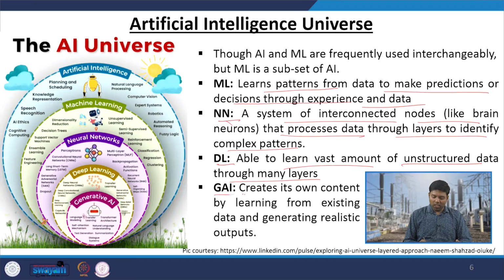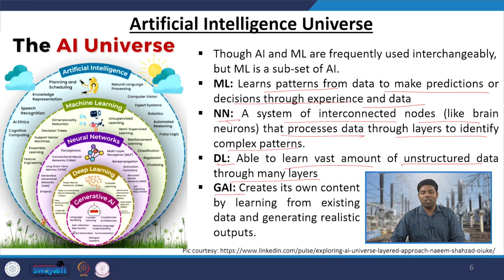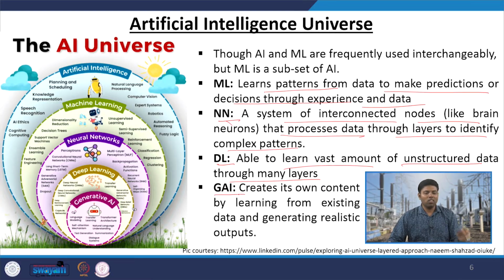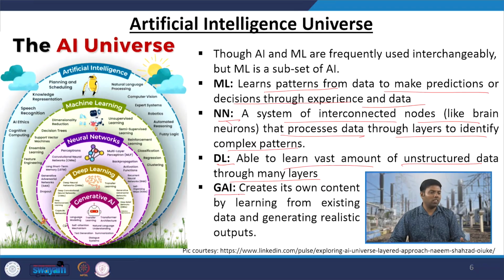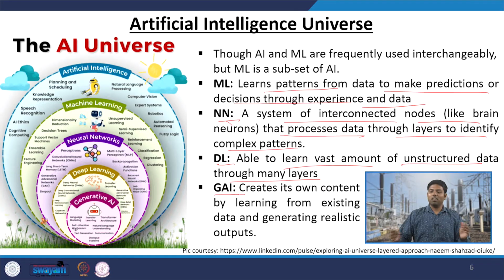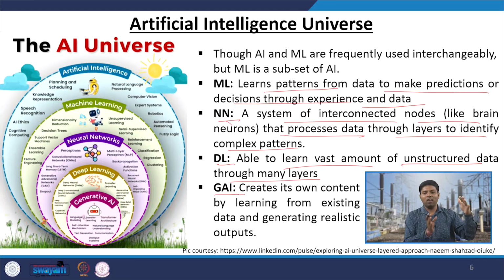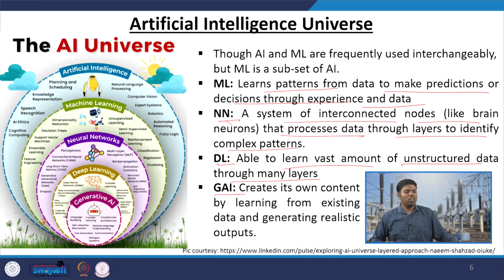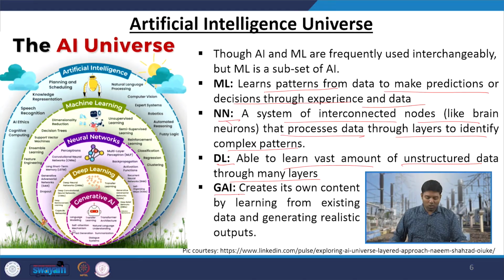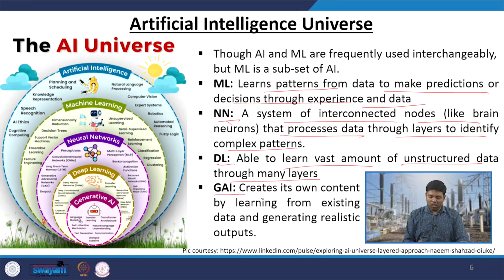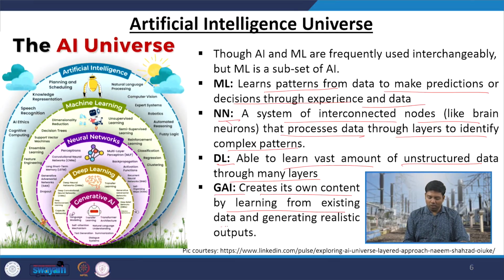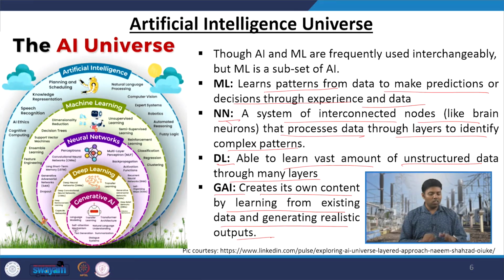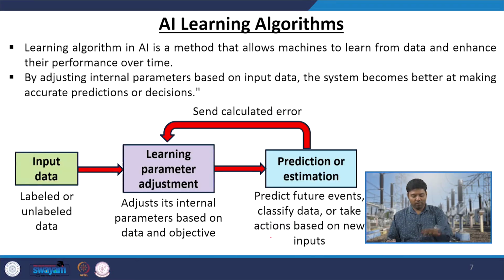Then you have generative AI, what we are now using as ChatGPT or Gemini AI. You just give it a text or ask for the answer you want, and it will generate the answer from whatever learning or data set it already has in its library. So, this is generative AI. It creates its own content by learning from existing data and generating realistic output. So, this is the overall AI universe.